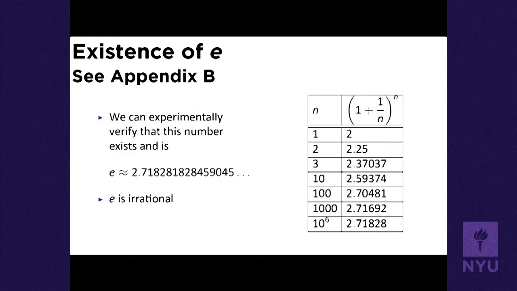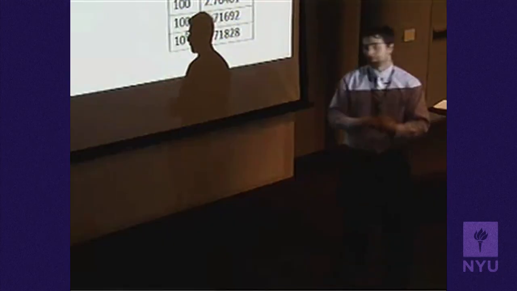Now, that doesn't mean it meditates. It means that not only is it not a fraction, it's not like a square root or a cube root or any solution to a polynomial equation. Okay, so pi and e are two famous transcendental numbers.